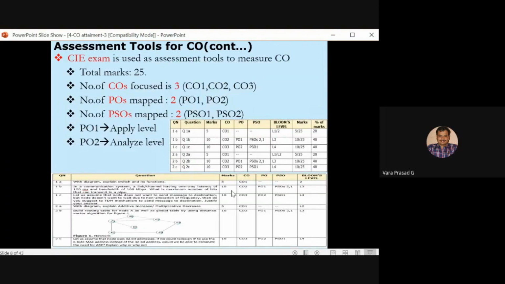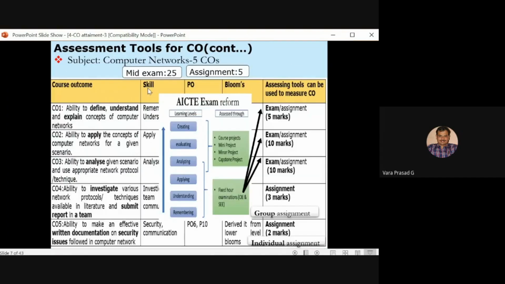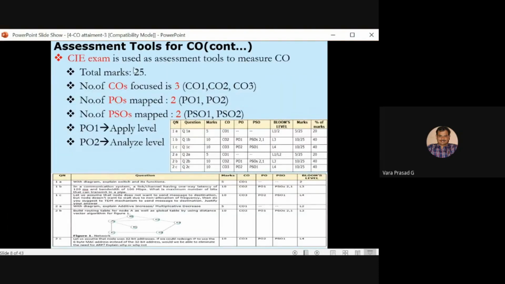From here onwards, the CO attainment calculation starts. For example, I already told that to calculate the CO attainments, I'm using the CIE exam, I mean mid exams. Mid exams can be used in order to measure the CO. In the previous slides, I already told how many marks we have for mid exams, 25. For the assignments, assignment 1 has 3 marks and assignment 2 has 2 marks. The total number of marks for the CIE exam is 25. How many COs have we targeted here?